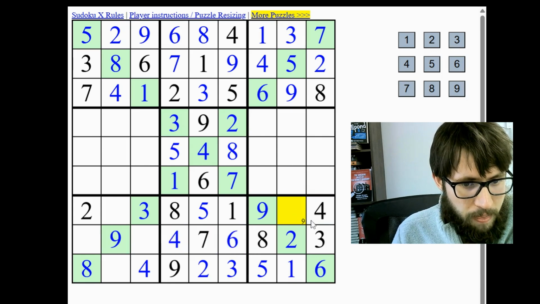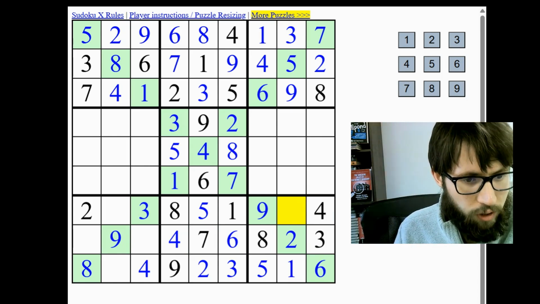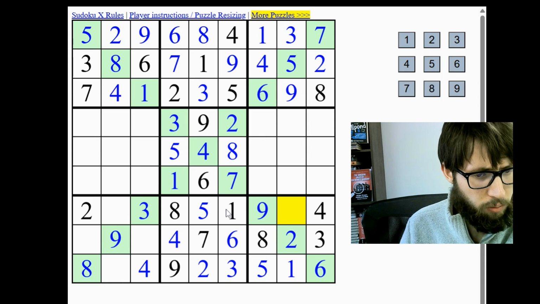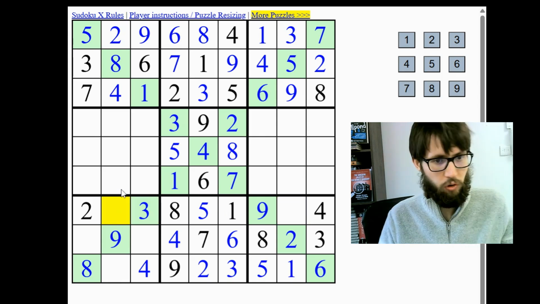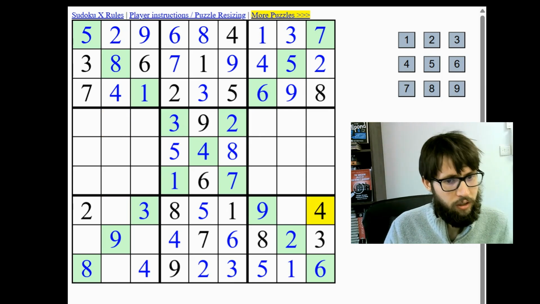Which means here, what's this? It's got to be not a 9. Not a 1, it's got to be either a 4 or a 7, I think. Well, the 4's there. No, the 4 is here. Not the 4, so it's either a 6 or a 7.